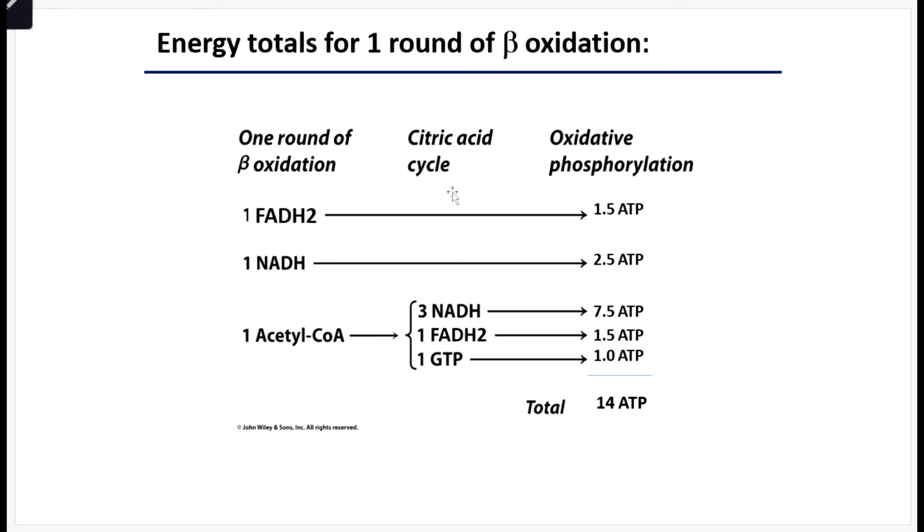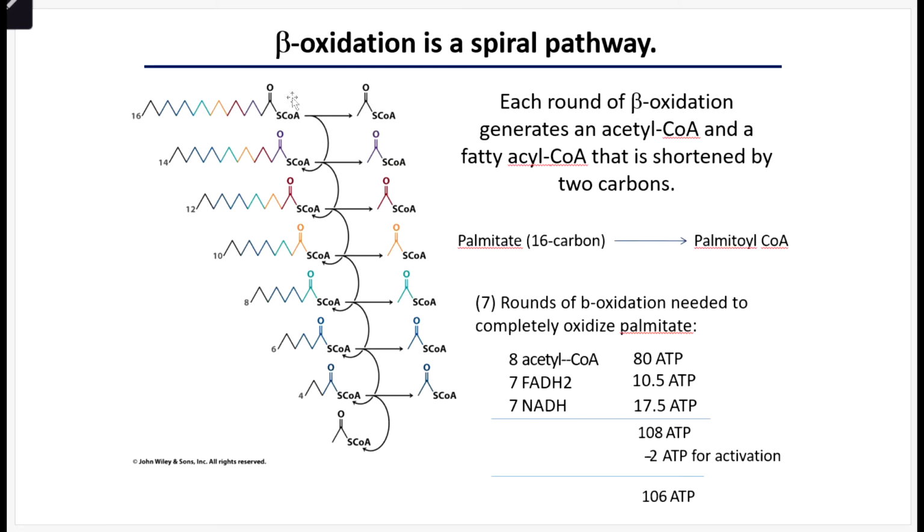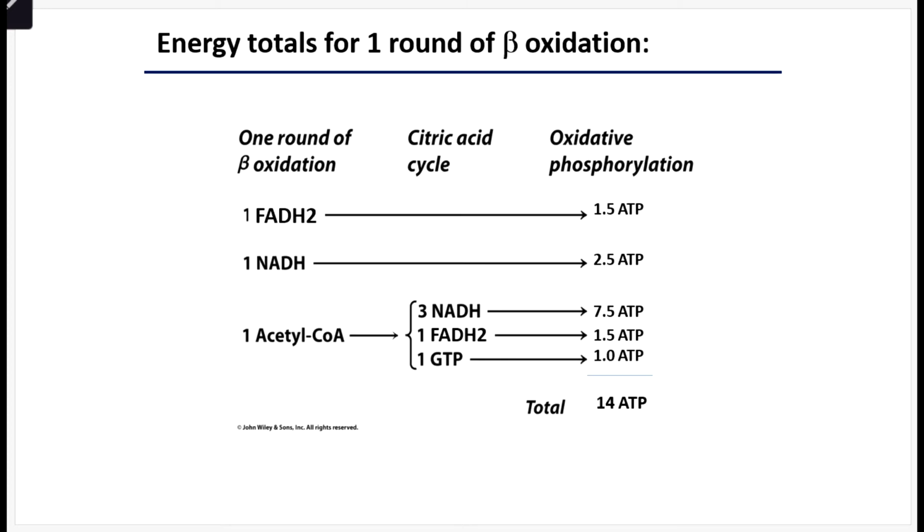One round of beta oxidation is pulling off 2 carbons from a fatty acid chain and attaching it to a coenzyme. And so that's one round of beta oxidation. One round of beta oxidation generates one molecule of FADH2, one molecule of NADH, and one molecule of acetyl-CoA. Acetyl-CoA via the citric acid cycle generates 3 more NADHs, 1 more FADH2, and 1 more GTP.